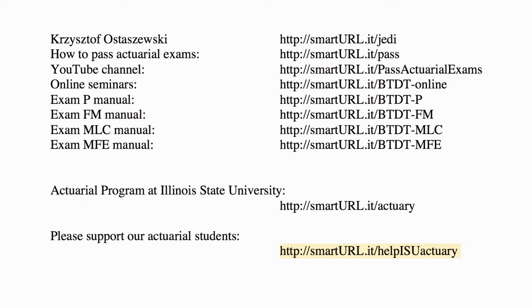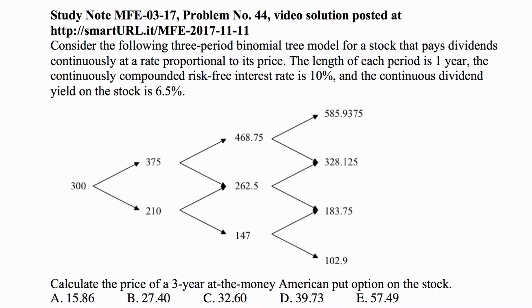This is the problem for today for exam MFE. Consider the following three-period binomial tree model for a stock that pays dividends continuously at a rate proportional to its price. The length of each period is 1 year, the continuously compounded risk-free interest rate is 10%, and the continuous dividend yield on the stock is 6%.